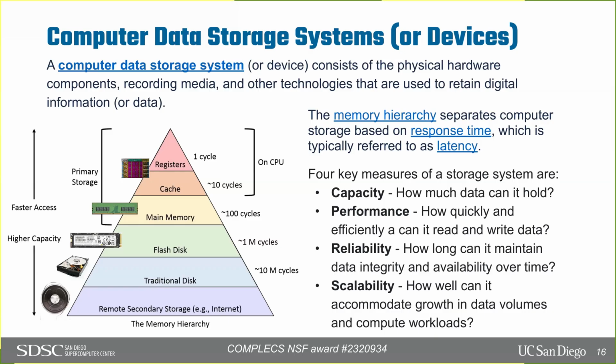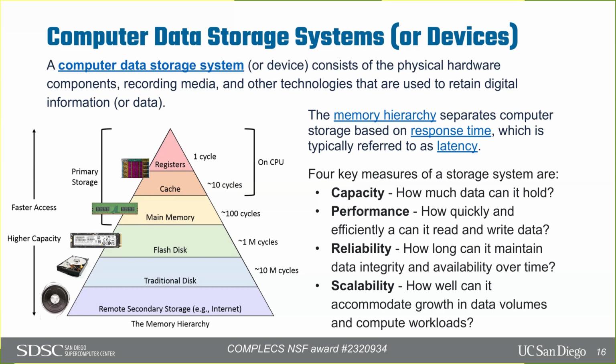There are four key measures of a storage system, which are kind of obvious. How much can it hold? How quickly can you write data to it? How reliable is it? If you're trying to archive data for a long time, there are different types of technology you might want to use for that. And scalability: how much data you have will determine where you can even put it. You can't usually put petabytes of data in memory, so sometimes you need a hybrid strategy.